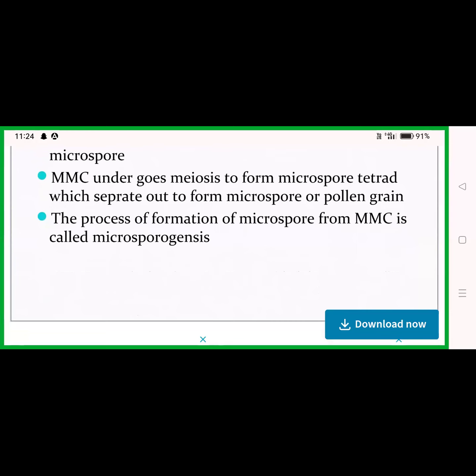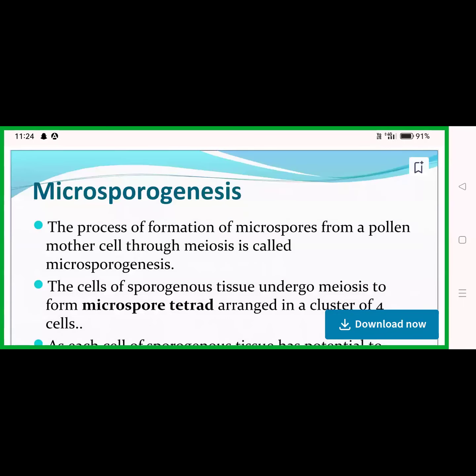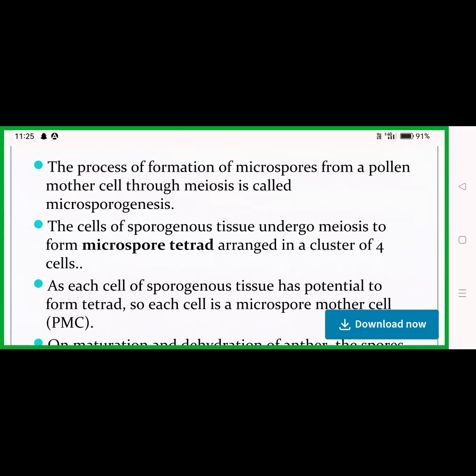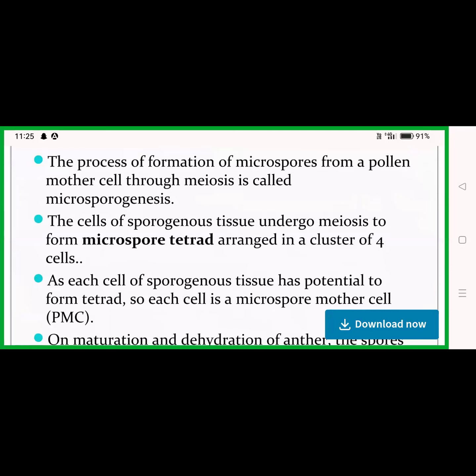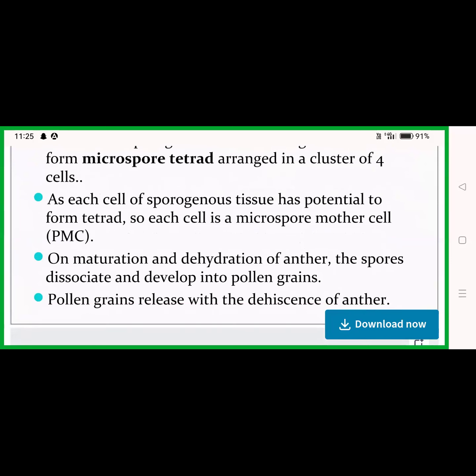Next, coming to cytokinesis. The process of formation of microspores from a pollen mother cell by meiosis is called microsporogenesis. They undergo meiosis and form the tetrad, arranged in a cluster of 4 cells. Each cell of the sporogenous tissue has the potential to form a tetrad, so each cell is a microspore. After that, pollen grains are released. These pollen grains are released with the dehiscence of the anther.